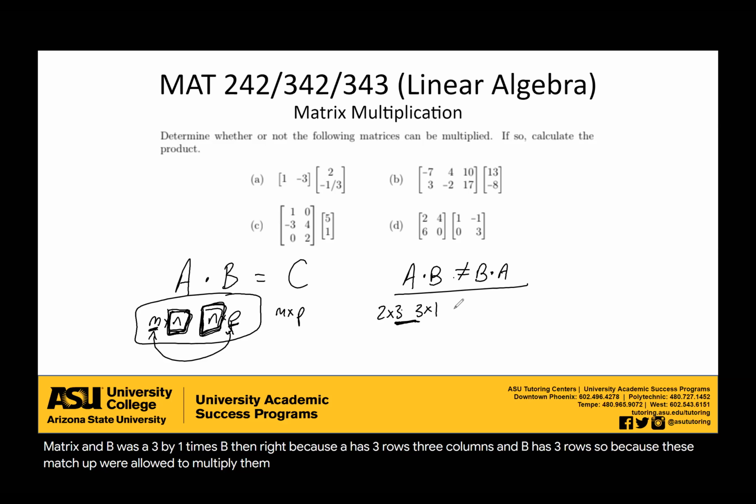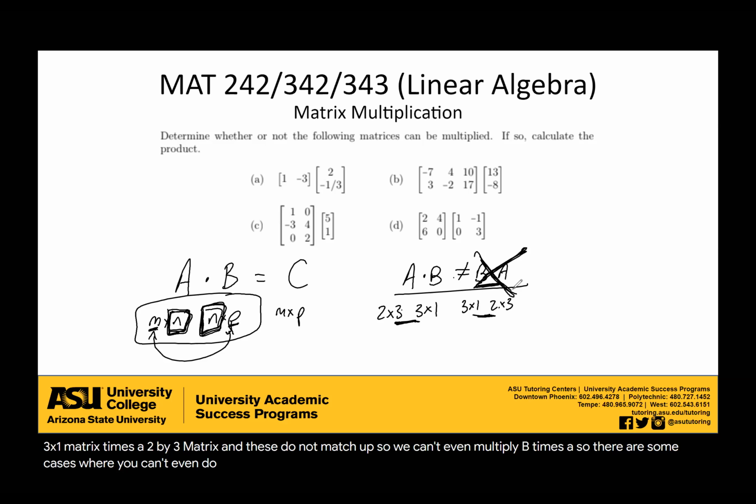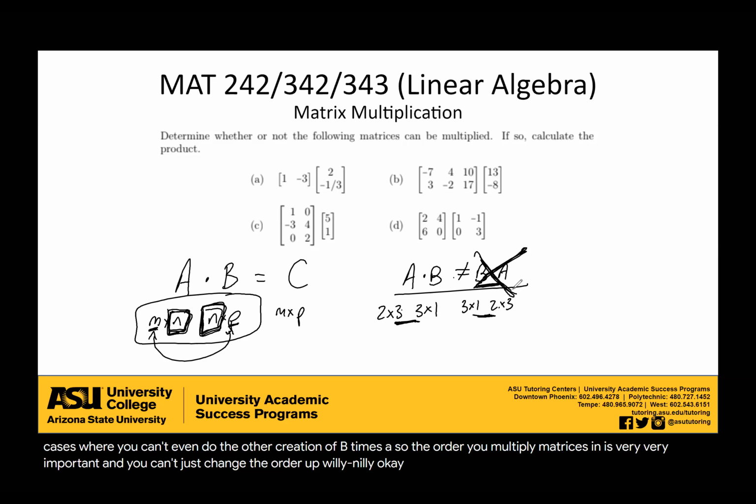But if you took that same A and that same B and tried to do B times A, we would have a 3 by 1 matrix times a 2 by 3 matrix. And these do not match up. So we can't even multiply B times A. There are some cases where you can't even do the other operation of B times A. So the order you multiply matrices in is very, very important, and you can't just change the order up willy-nilly. Okay, all right, so let's see it in action.